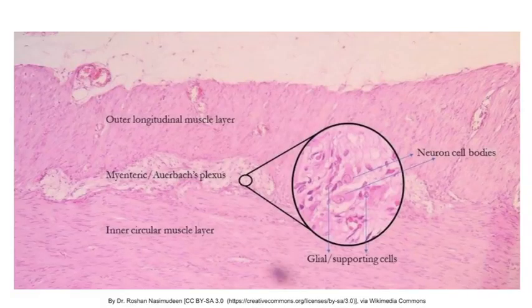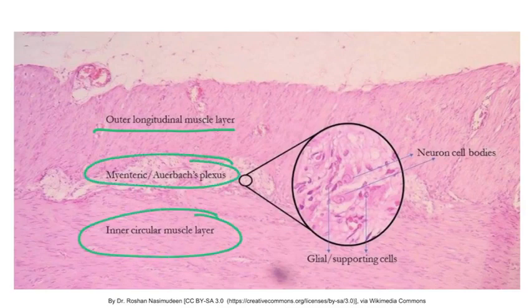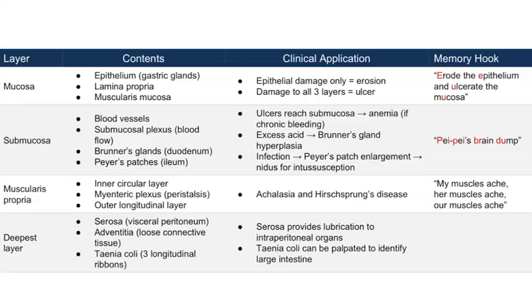This is a histological image of the muscularis propria, and we have the outer longitudinal layer here, the inner circular layer, and between them, the myenteric plexus. And if you zoom in, this is what the myenteric plexus will look like. Going back to the table, we can see that the myenteric plexus regulates peristalsis. It makes sense that it would control peristalsis.